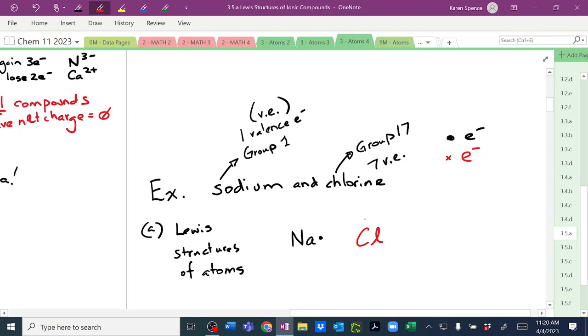So for chlorine, we have 7: 1, 2, 3, 4, 5, 6, 7 electrons. And if we look and we say chlorine has a gap here, and sodium has 1 electron.